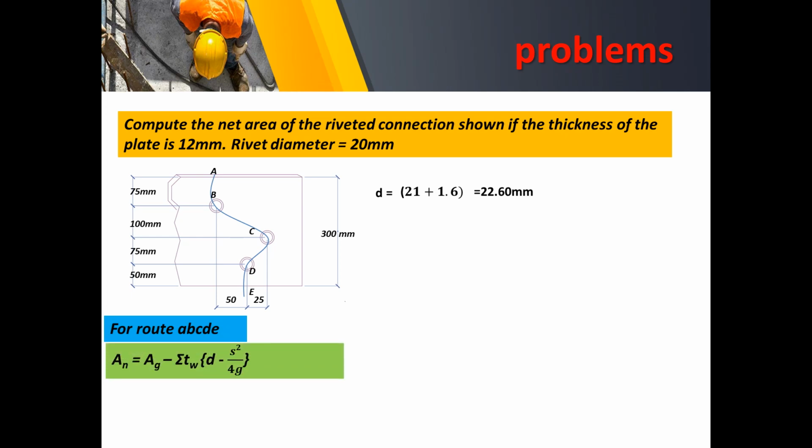So we apply this formula that the net area is equal to gross minus thickness times d prime, the summation of those products. We start the calculation on the bolts from top to bottom, following the direction of your root. So in this case, the location of the first bolt is on B.